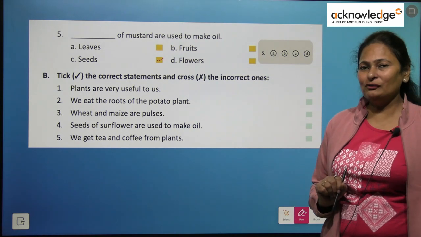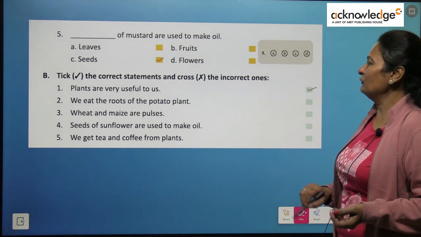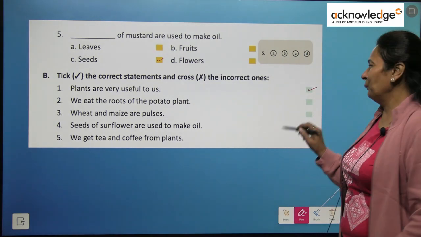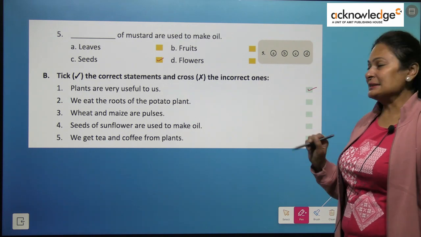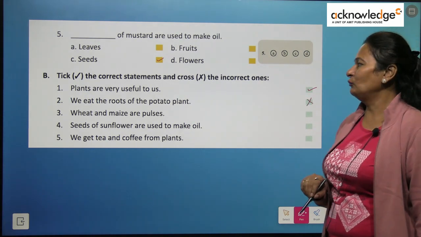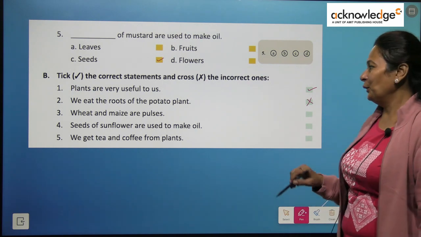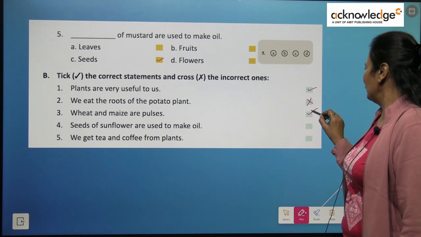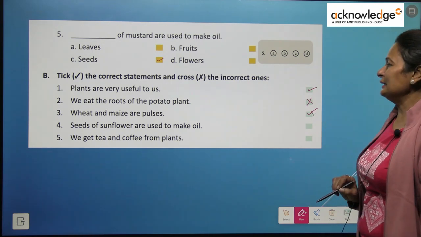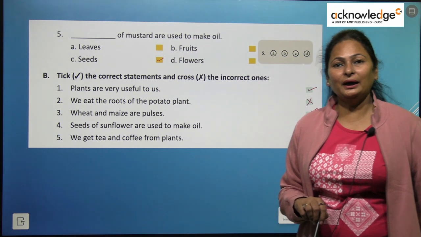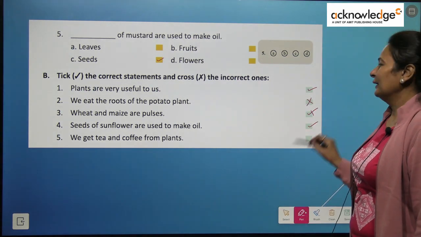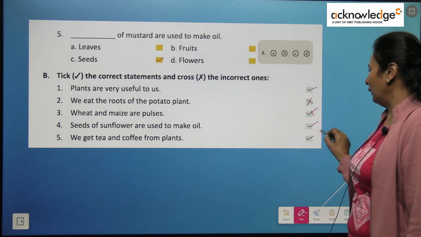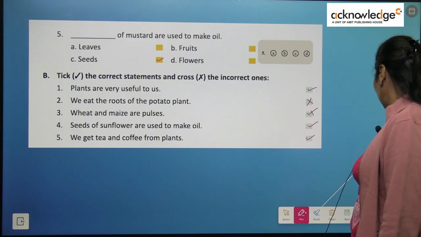Plants are very useful for us. Yes, they are very useful for us. We eat the roots of the potato plant. No, potato is a stem. So this is wrong. Wheat and maize are pulses. No, wheat and maize are cereals. Sorry, this is wrong. I'm so sorry, kids. Seeds of sunflower are used to make oil. Correct. We get tea and coffee from plants. Yes, and they are called beverages together, right?